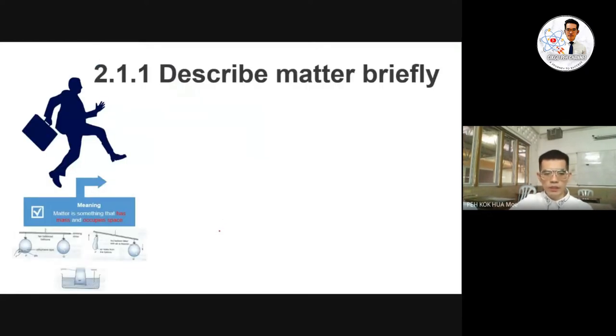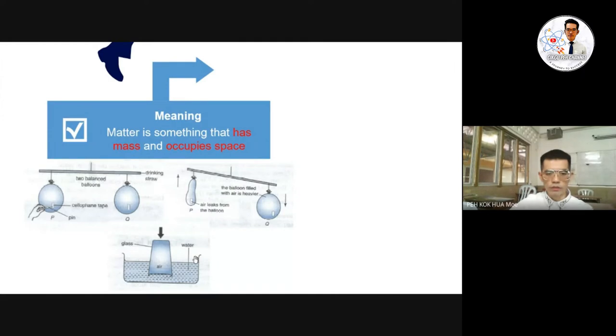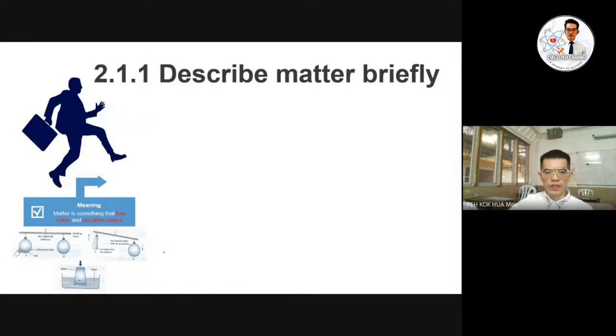Okay, so for another experiment, in the bottom figure, you can see when you invert the cup into the water, the water does not fill up the space of the cup. Because there is air in the cup, it shows that air occupies space. So this is what you have already learned. The meaning of matter is something that has mass and occupies space.